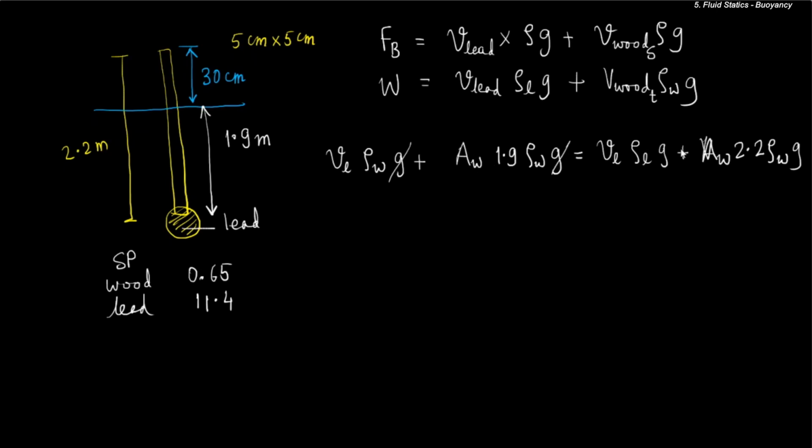Now G cancels out from all the sides, and rho water can be divided. Okay, so this is rho wood.